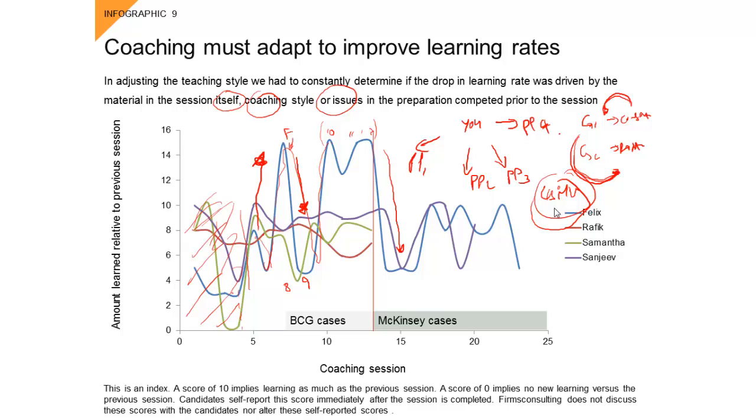So I think that this ability to have good practice partners, or coaches, whatever you want to call them, is very important.